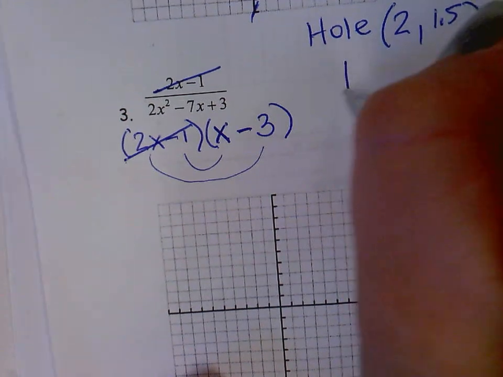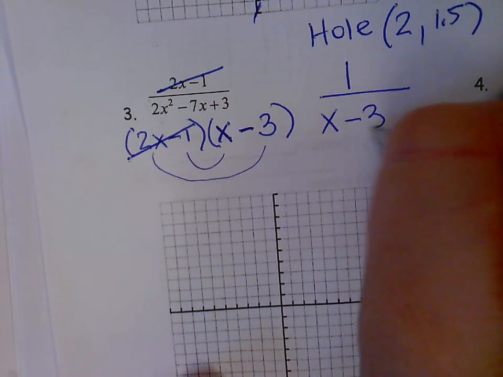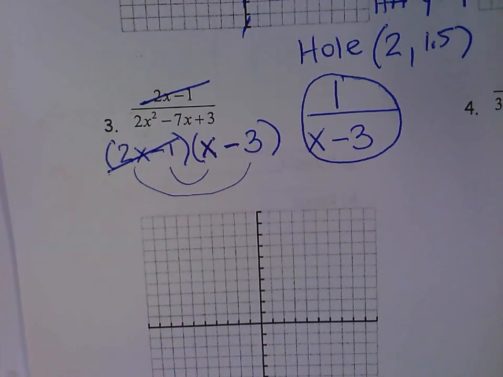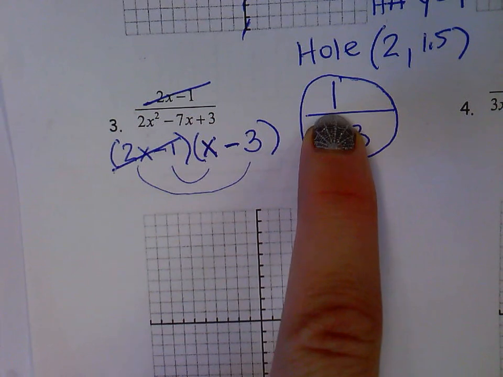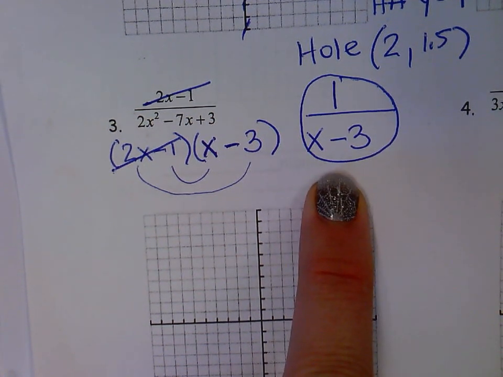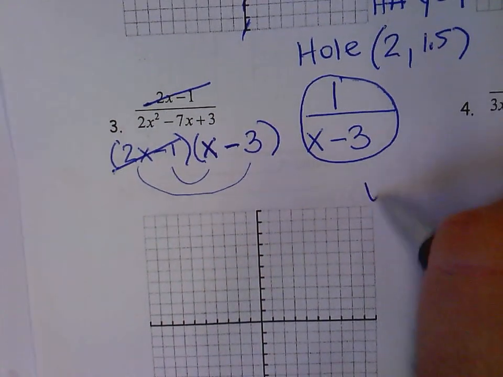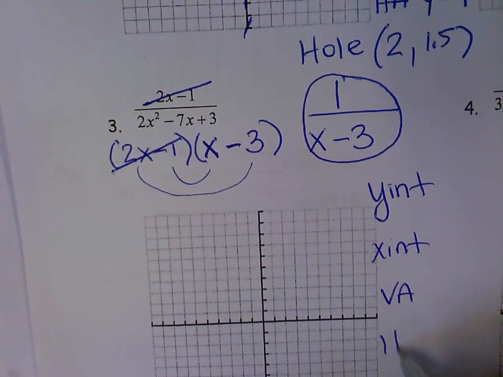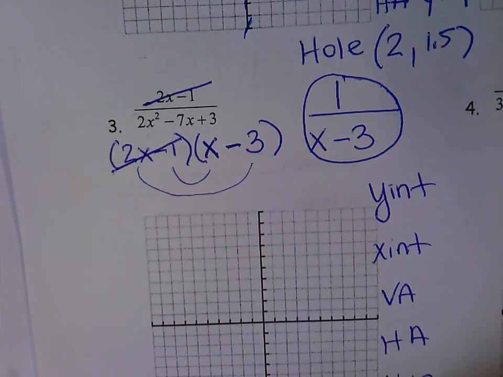Here's where some students mess up. Your new function is 1 over x minus 3. So anything divided by itself is 1. Don't put a 0 in your numerator. And you need to show that x minus 3 is in the denominator. So now that you have your new function, you're going to answer y-intercept, x-intercept, vertical, horizontal, hole. The same 5 steps every time.